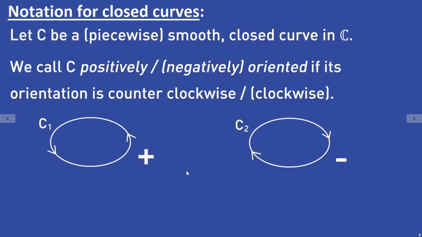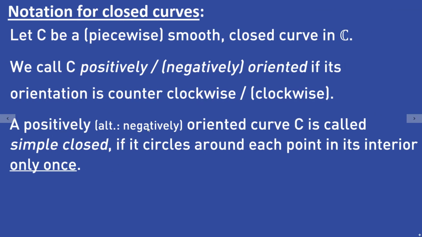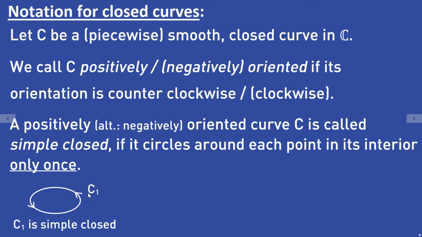Here we have a negatively oriented curve. That curve is oriented in a clockwise direction. We call a positively or negatively oriented curve C simple closed if it circles around each point in its interior only once. Here is an example of a simple closed curve. It circles around each point in its interior exactly one time.